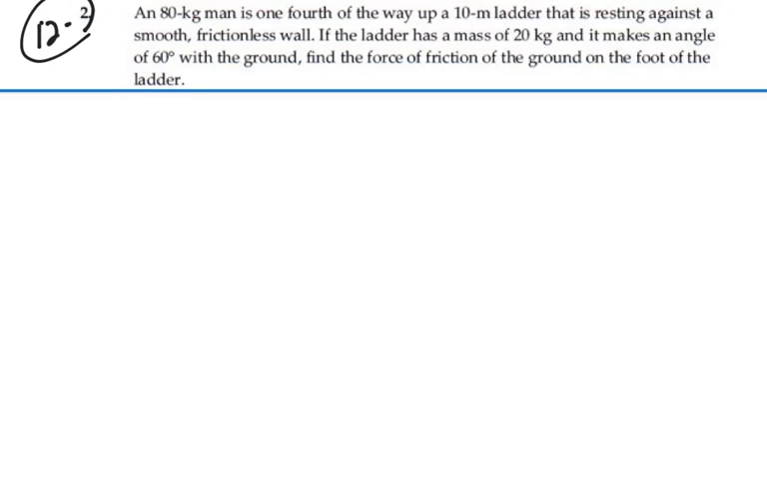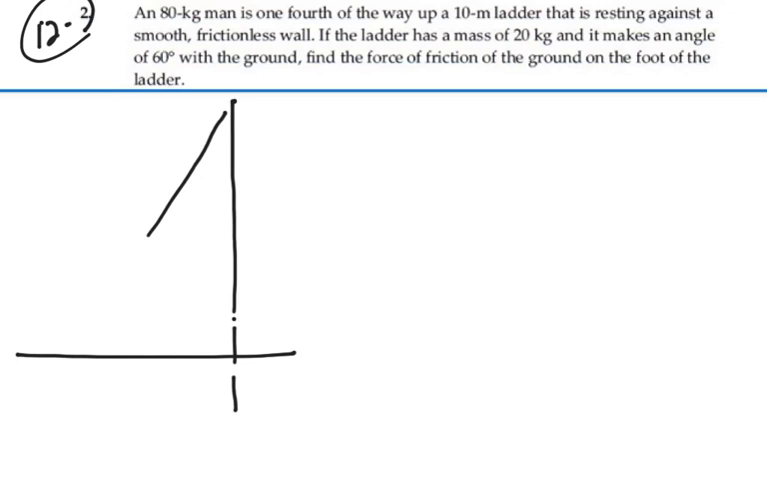First thing we want to do for this kind of problem is make a free body diagram. So let's imagine a wall and a floor, and we have a ladder against this wall at a 60-degree angle, and we want to label all the external forces acting on the ladder. Well, it's got weight, and that's acting at its center of mass. So we have the weight of the ladder pulling down like that.